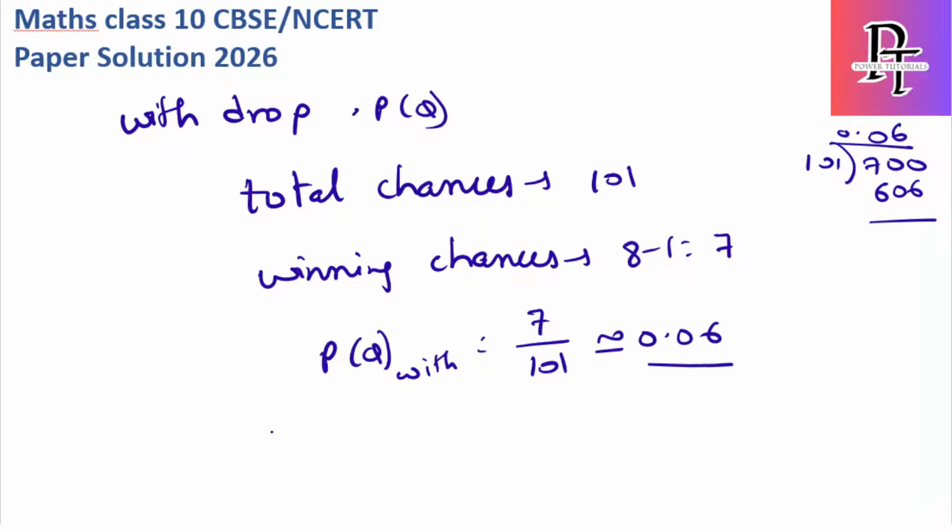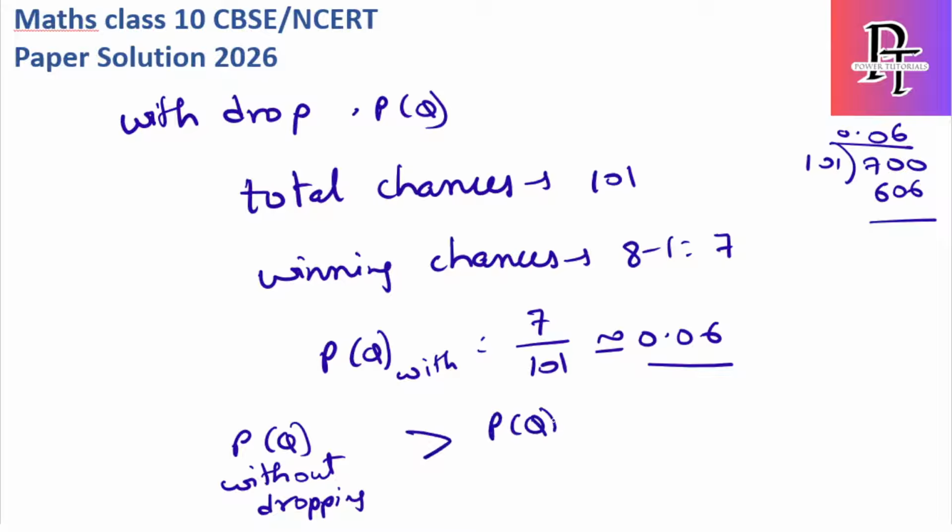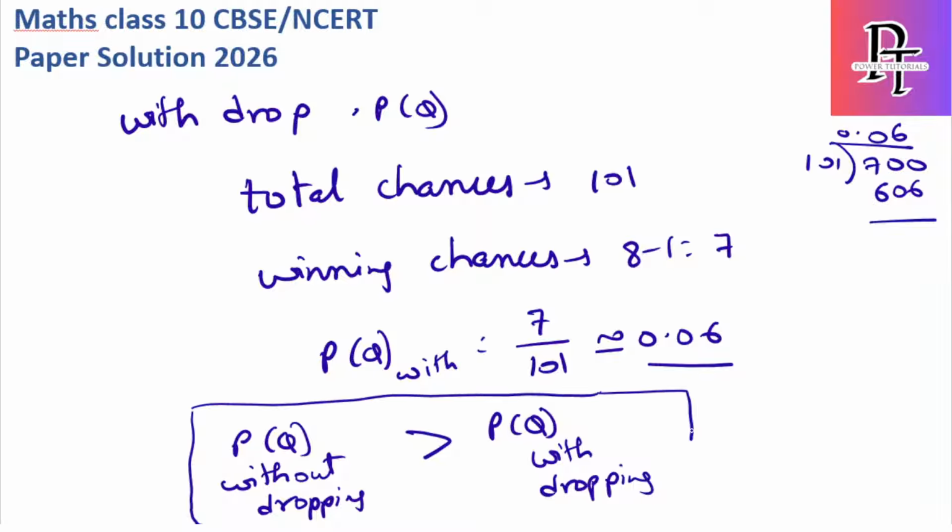So which is greater? P of Q without dropping is greater than P of Q with drop, because 0.077 is much greater than 0.06.